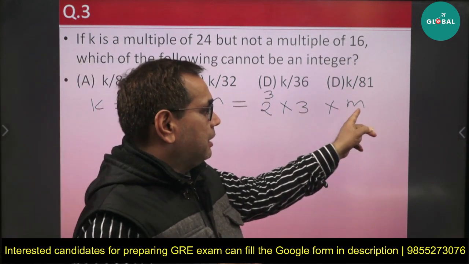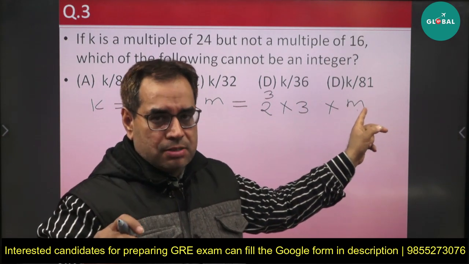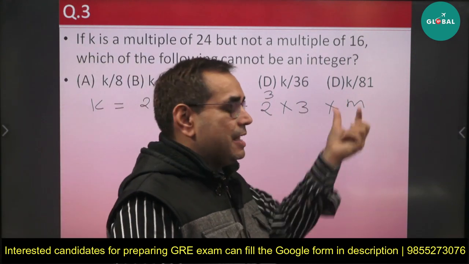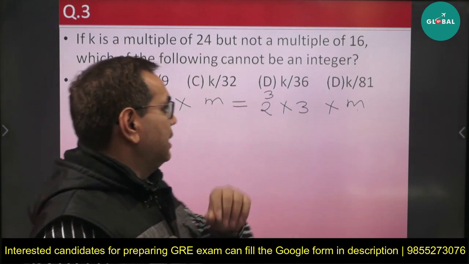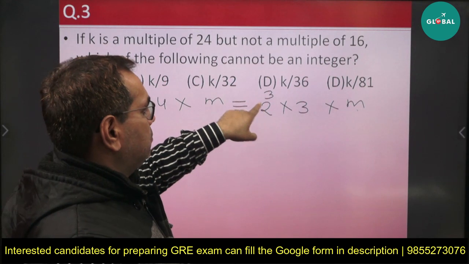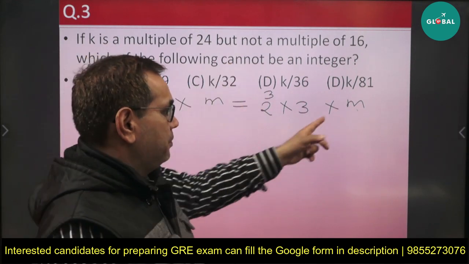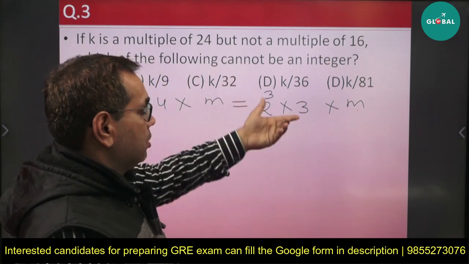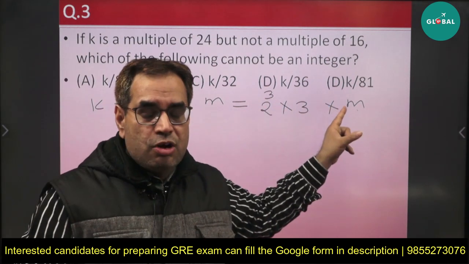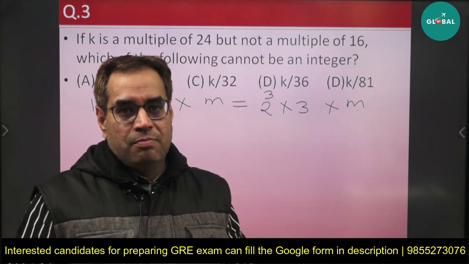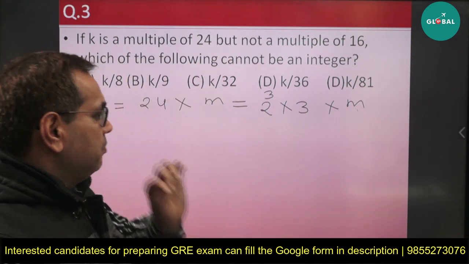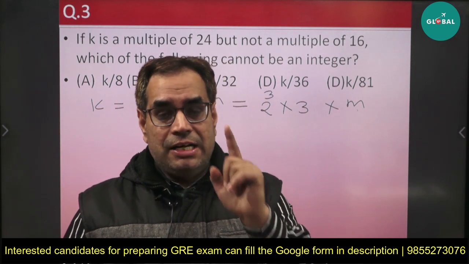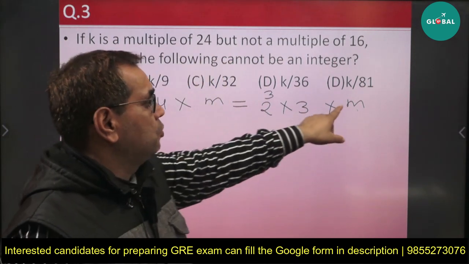Now this integer can be factorized as product of powers of different prime numbers, okay? Now, suppose this m has a factor 2, what will happen? In that case, that 2 will be written here with this, so it will become 2 raised to the power 4 or more. In that case, this will become divisible by 16. It will become a multiple of 16. But they are saying that this is not a multiple of 16. It means this m does not contain any power of 2. Clear? All powers of 2 have been taken here only.